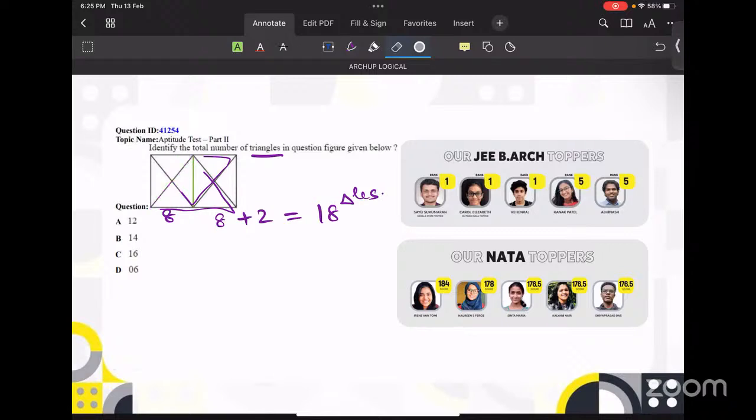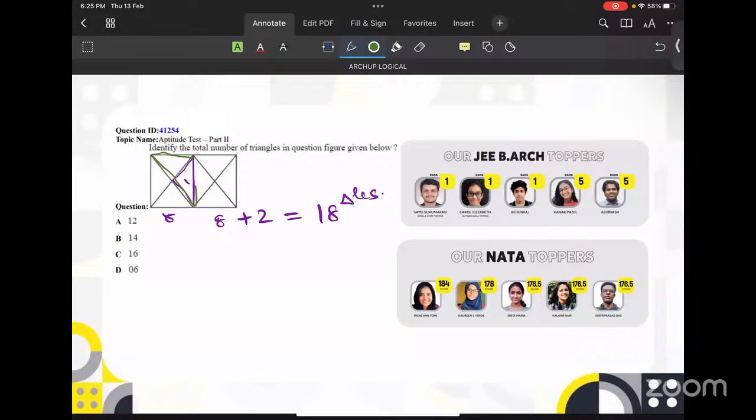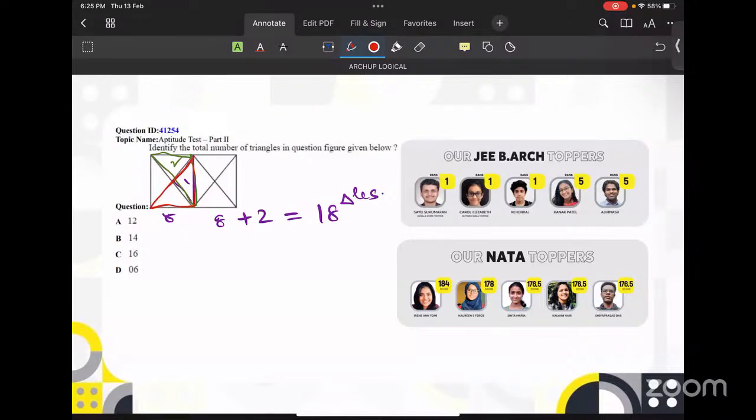But unfortunately, one line, that green line, is missing. So we need to subtract the triangles formed by this line. First one. Second one on the left. Third one on the left. So in total on the left side, 3 triangles are missing because this portion is forming the base for 3 triangles. On the right side also 3 are missing. So 18 minus 3 plus 3, 6, we will get 12.